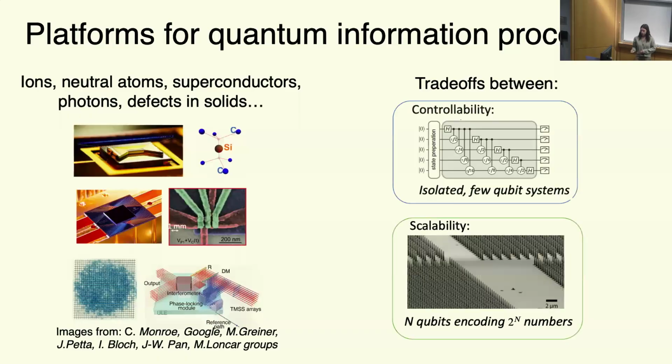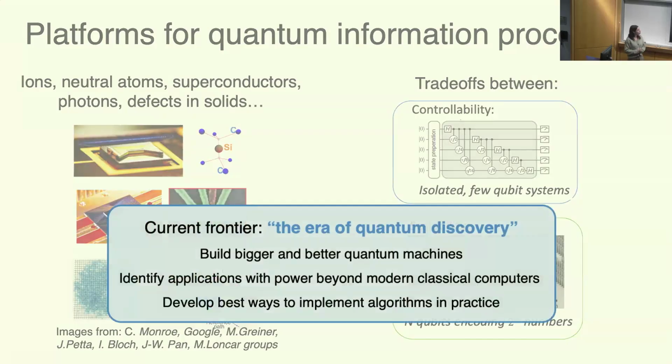And this is because there's a really fundamental trade-off between two aspects. So controllability, the ability to manipulate these qubits and do evolution and gates on them with high fidelity. And the other is scalability. So how do we get more and more computational power while maintaining this controllability? And so the real current frontier of the field is to scale these devices in order to build bigger and better quantum machines. But it's also to understand how do we implement these interesting algorithms in practice. And it turns out that this is a major challenge that I'll be talking about today.